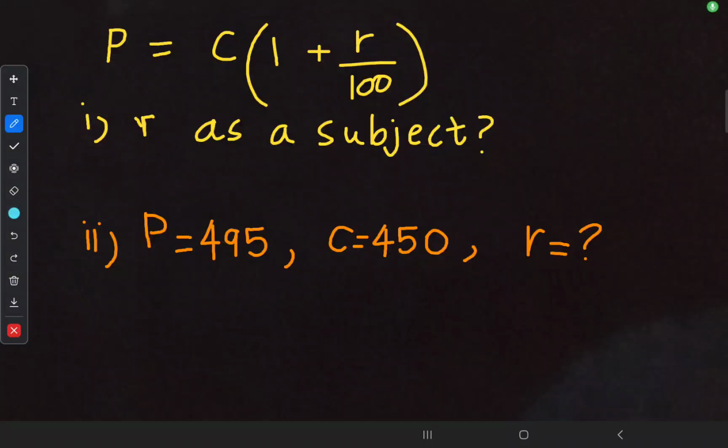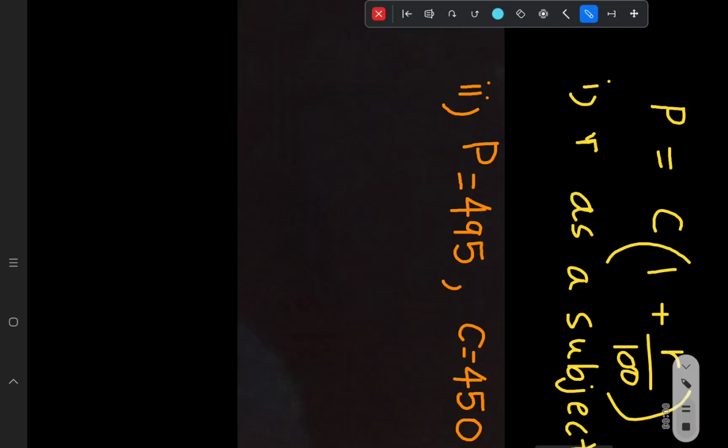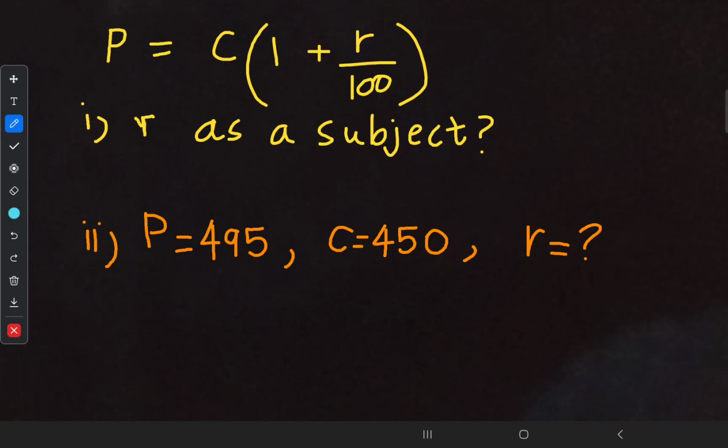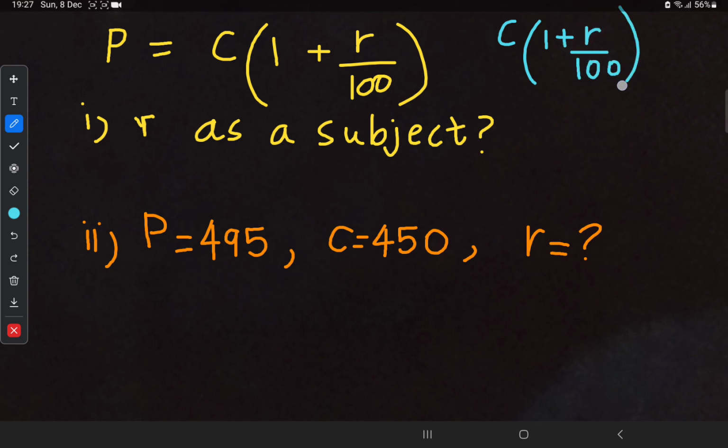Make R as a subject first, okay? The continuation with the previous section. So first of all, R is located on the right hand side, no? So you should bring it to the left hand side. Okay, I'll write that over here. C into 1 plus R upon 100 is equal to P.